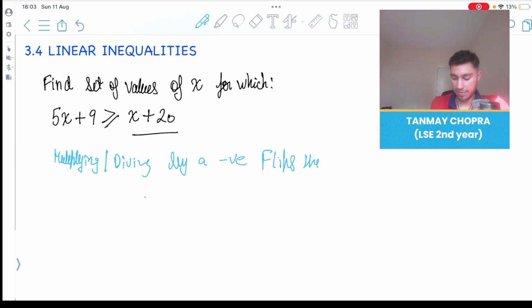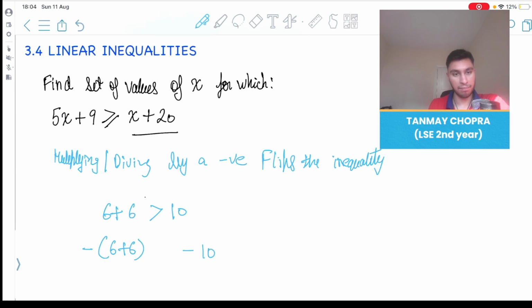An example would be, let's say I say 6 plus 6 is greater than 10. That would be right because 12 is greater than 10. Suppose I multiply both sides by negative 1. What do I get? Negative 6 plus 6. I don't know what the sign will be and I'll have negative 10. Now I see this evaluates to negative 12. This evaluates to negative 10. But I see that negative 10 is greater than negative 12. So as you see, the inequality sign has flipped. So multiplying or dividing by a negative flips the inequality.